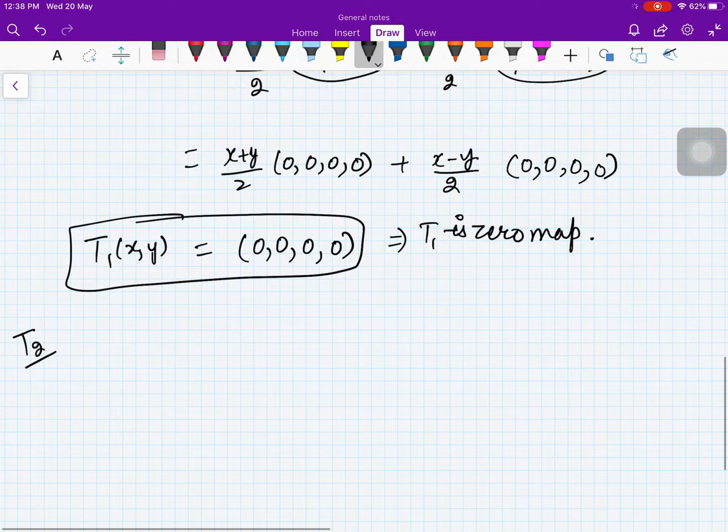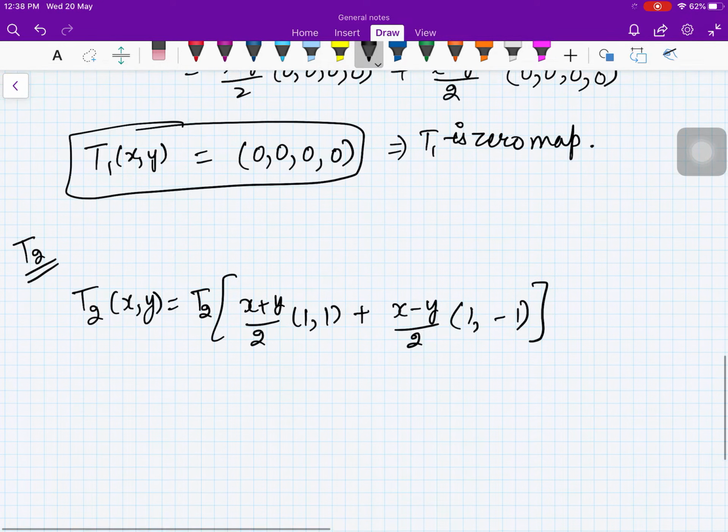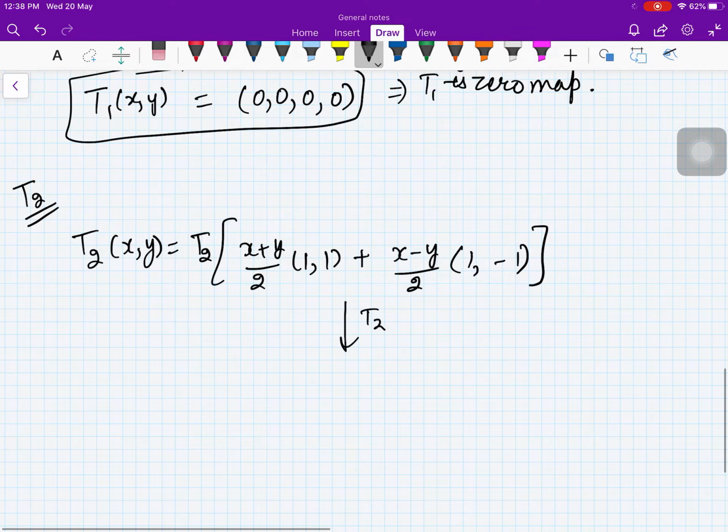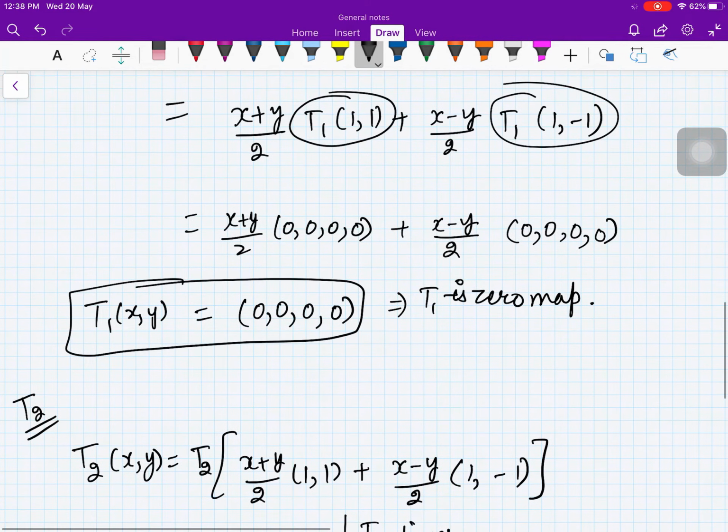Fine. Now let us construct T2. T2 of (x, y) will be (x+y)/2 times T2 of (1, 1) plus (x−y)/2 times T2 of (1, −1). Now because T2 is linear, because we are constructing linear maps here, you can write it as (x+y)/2 T2 of (1, 1) plus (x−y)/2 T2 of (1, −1).